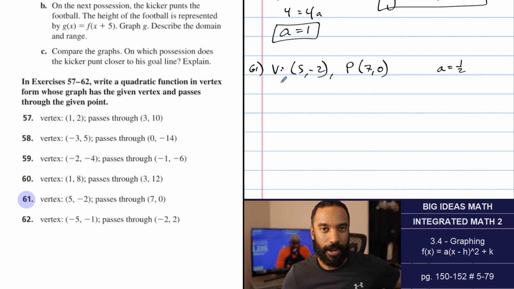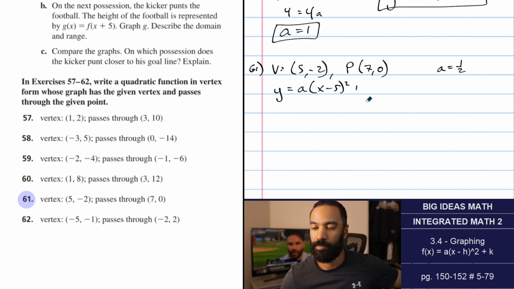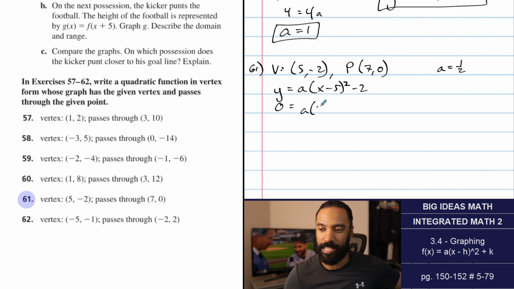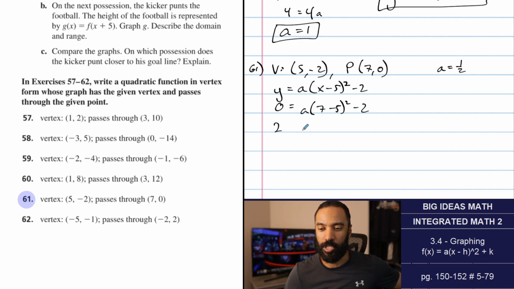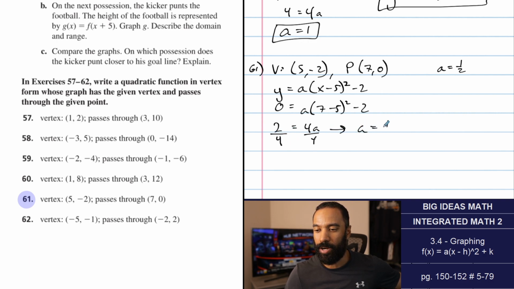All right, let's check it out. Y equals A times x minus 5 quantity squared minus 2. We're going to substitute 7 for x, 0 for y. 0 is A times 7 minus 5 squared minus 2. I'm going to add 2 to both sides right now. The 0 is lonely. 2 equals A times 2 squared, 4A. Divide both sides by 4, and you get A of 1/2.